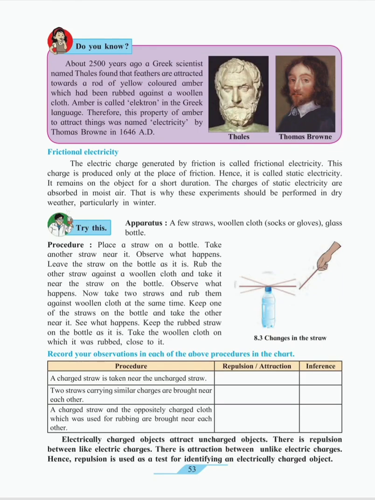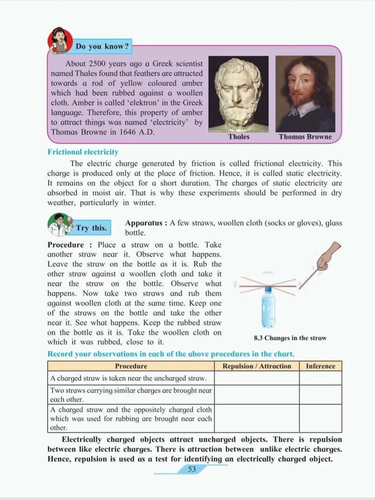What we will do first, we will take one straw which is rubbed on the woolen cloth. Nicely it is rubbed on the woolen cloth and it is placed on the bottle. And the straw which is in our hand is not rubbed on any woolen cloth. So that is unrubbed. That is simple. We have to check what happens when you bring these two straws close to each other.